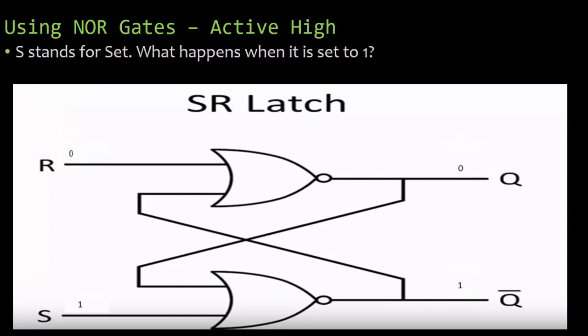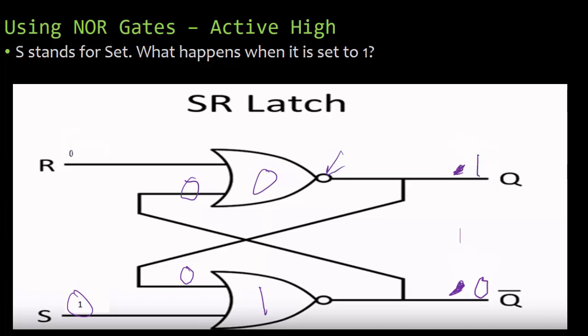Now, S stands for set. So what happens when it is set to 1? So this time we have S is 1. We're starting with Q at 0, not Q at 1. Well, if we're setting the latch, Q should become 1. Let's see if that happens. So I bring this 0 down here. 0 or 1, give me 1. 1 inverted becomes 0. So far looking pretty good. 0 or 0, give me 0. We invert that, and it becomes a 1.